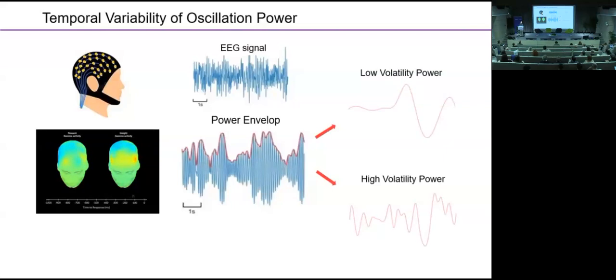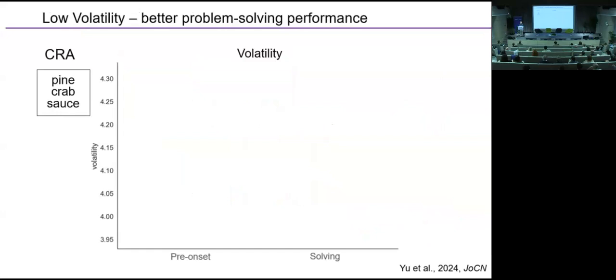So if the power changes slowly, namely low volatility, that indicates some sort of oscillatory stability. And if the power changes fast, that means high volatility, indicating more rapid transition between synchrony and desynchrony. So in a past publication, we did manage to associate this volatility with people's problem-solving performance. We had people solve those compound remote associates, as Carola has introduced. We used exactly the same problems.